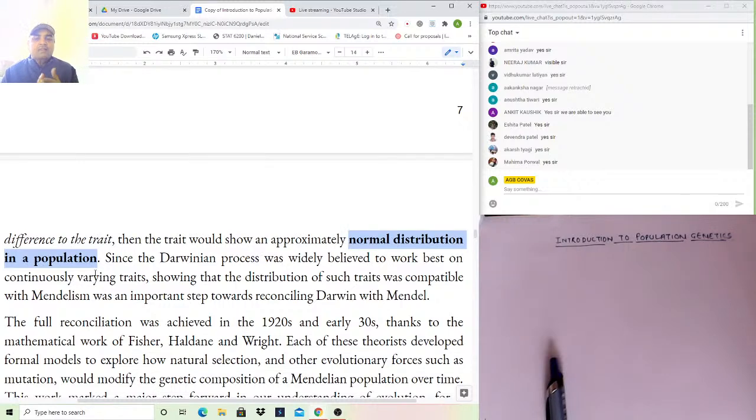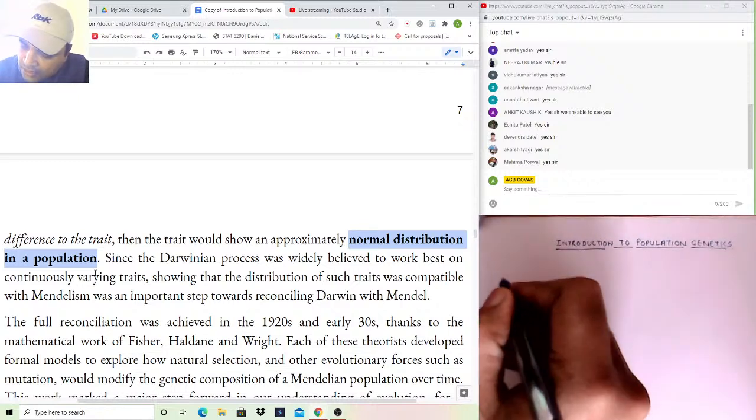So this was discovered by R.A. Fisher: you take many genes which are actually affecting a continuous trait, and you consider that each gene is making a small contribution to the trait. Then in a population, because of the different combinations of those genes, the height will assume a normal distribution.